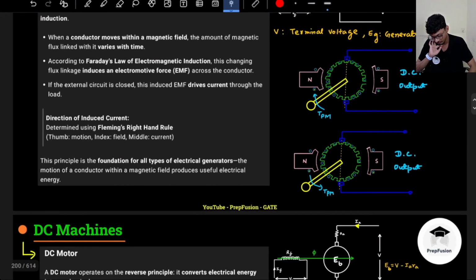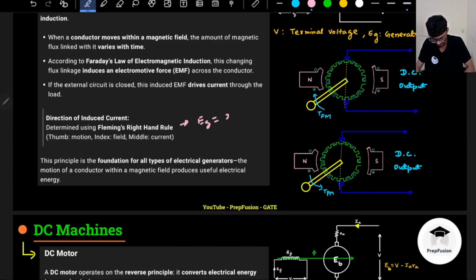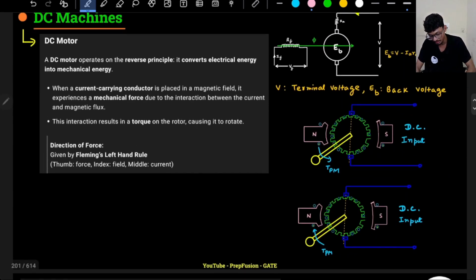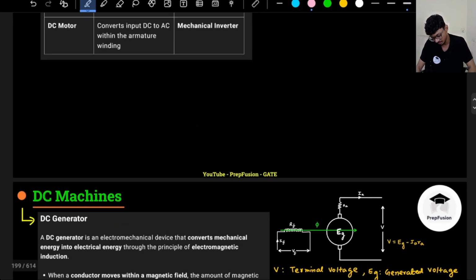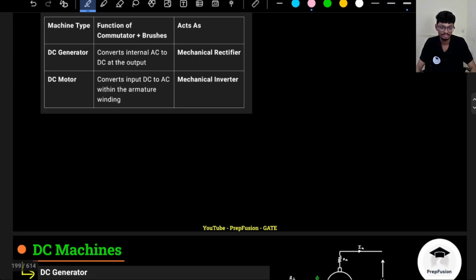Just one more thing, a few important equations for motor and generator. For the generator, the most important equation is the generated EMF, Eg equals phi Z N P by 60A, and for the motor it is the torque equation, how much output am I getting. So for the motor the equation will be somewhat like this. Here as well, one more thing to remember is the terminal voltage, induced voltage and terminal voltage.